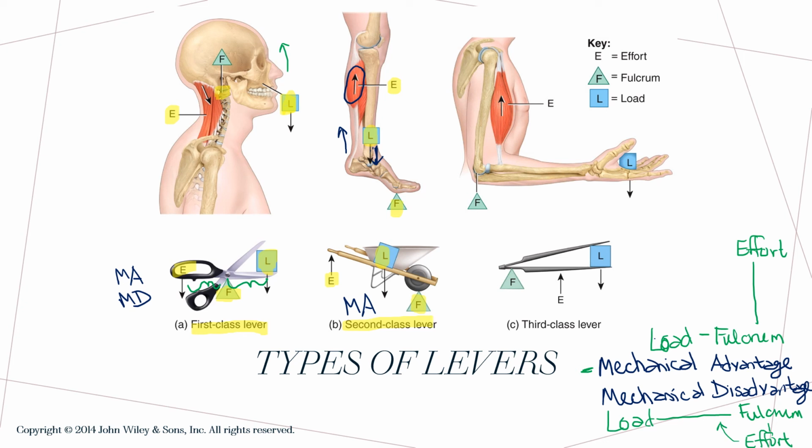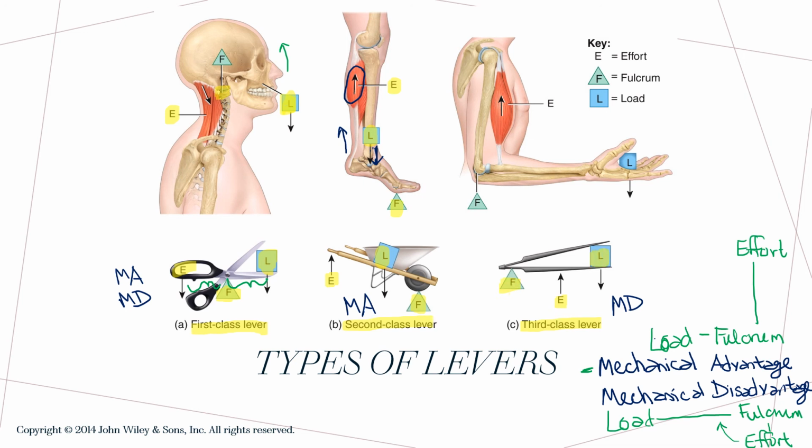Next we have a third-class lever. These levers operate like a pair of forceps. These are the most common levers of the body. These always produce a mechanical disadvantage, and that's because the effort is always closer to the fulcrum than the load is, as you can see here in these forceps.